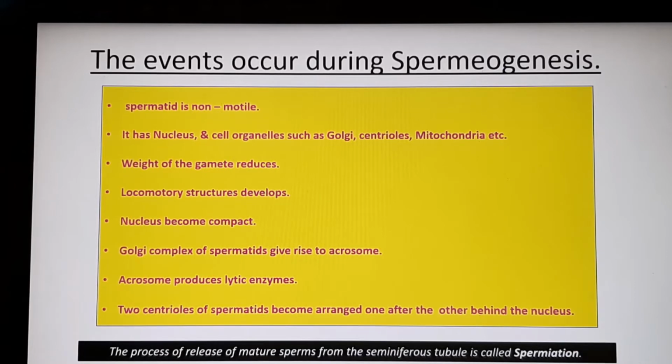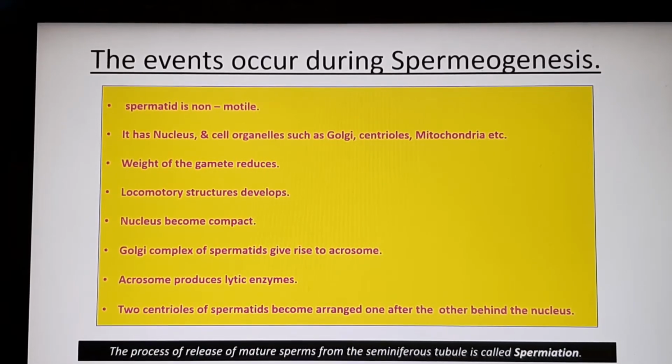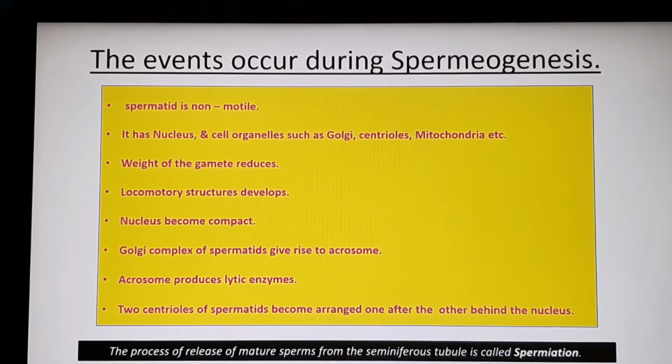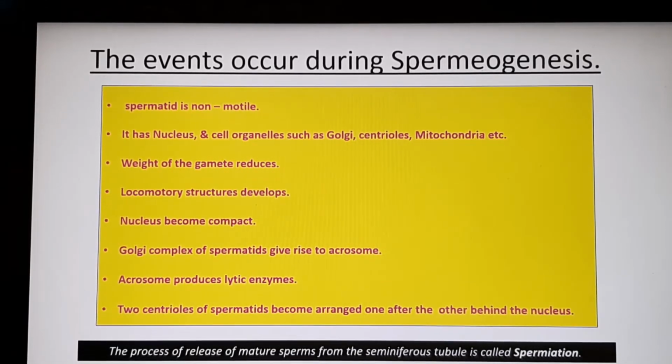The two centrioles of spermatids become arranged one after the other behind the nucleus, that are the distal centriole and proximal centriole. The mature sperms are released from the seminiferous tubule. That process is called spermiation. The process of release of mature sperms from the seminiferous tubule is called spermiation.